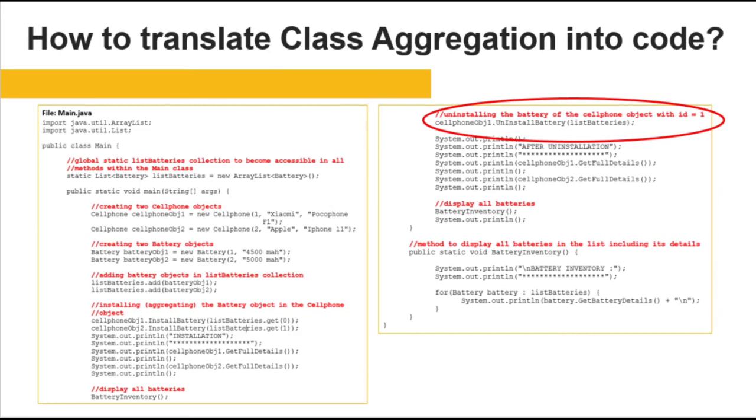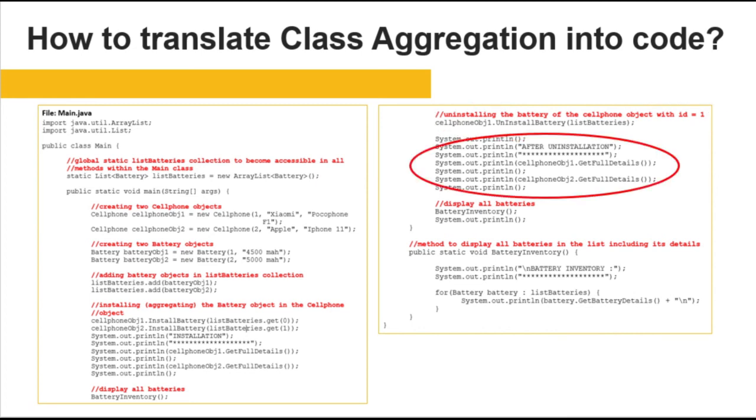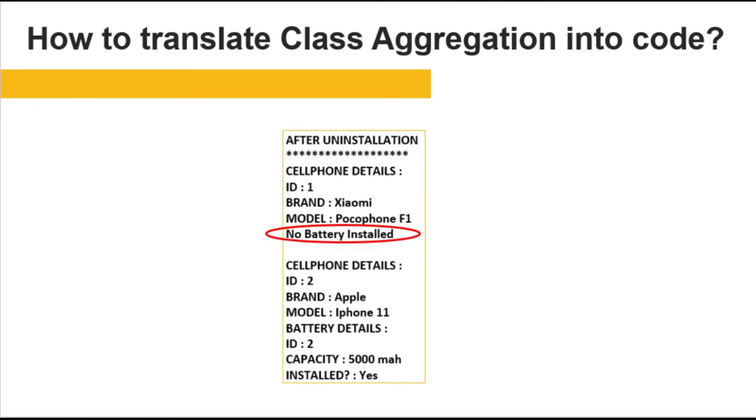Then we try to uninstall the battery from the first cell phone object, having the battery ID equal to 1, by calling the uninstall battery method of the cell phone class. We printed again the details of each cell phone object with the new setup using the get full details method of each cell phone object. And this will be the output upon execution, showing the full details of each cell phone object. Notice that the cell phone object having ID equal to 1 does not have the battery installed anymore since we uninstalled its battery.